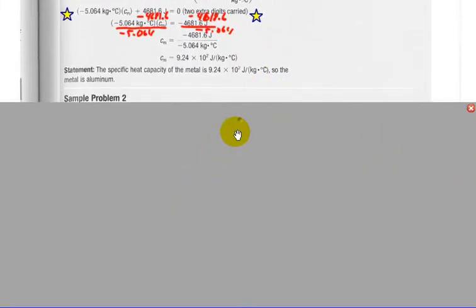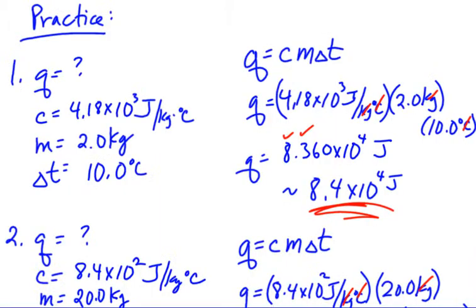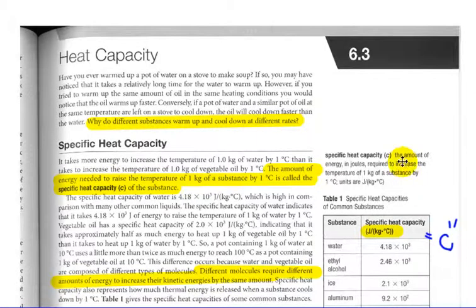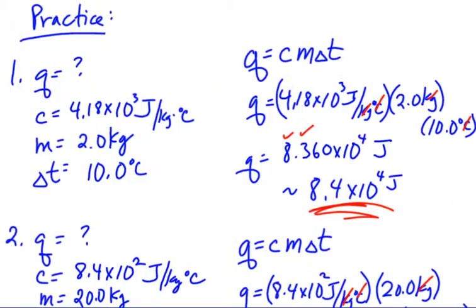So using that idea of the principle of thermal energy exchange, a sample of iron is heated to 80 degrees C and placed in 100 mils of water at 20 degrees C. Final temperature of the mixture is 22 degrees. What was the mass of iron? So here, I'm told the identity. I'm told it's iron. So you can go back to this table here and actually look up the value of iron. There it is, 4.5 times 10 to the 2. So we know its value for C.